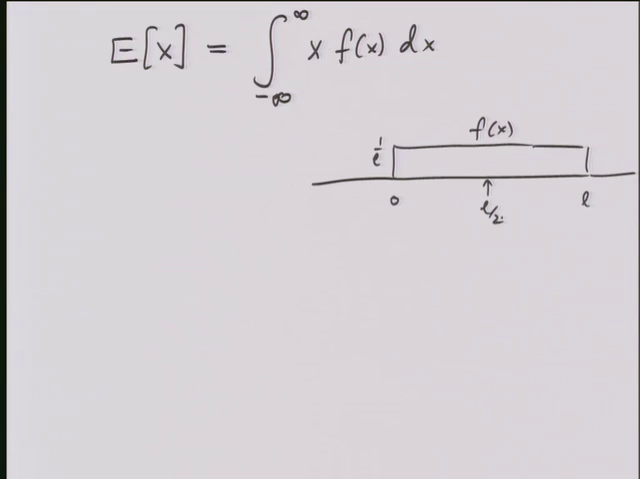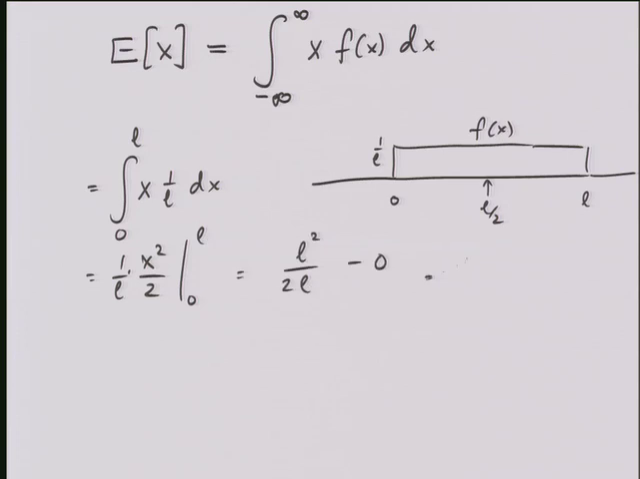So it's integral from minus infinity to infinity of this. It's the same as integral from 0 to L of x times f of x, which is 1 over L, dx, which is x squared over 2 times 1 over L between 0 and L. So you get L squared over 2L minus 0. Right? It's what you would expect it to be. Sorry, I went through this in detail because I don't know how long it has been since you did integrals. Okay. All right, so how about the variance of x?